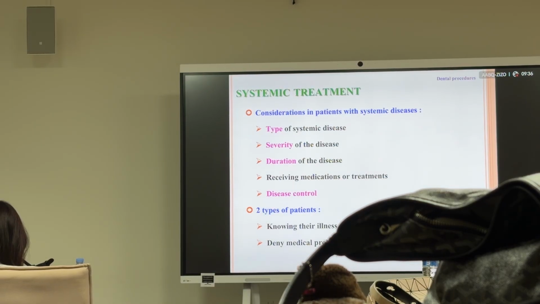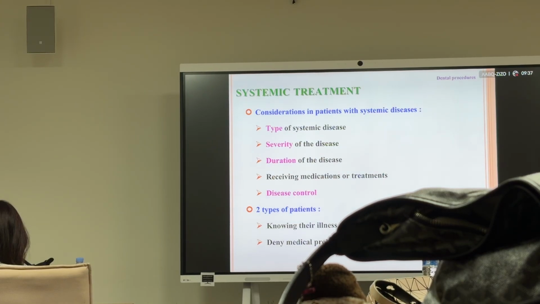Systemic treatment is a consideration in patients with systemic disease. You need to know the type and severity of the disease, duration of the disease, medication or treatments received, and disease control. For example, if there is uncontrolled DM, you cannot extract, right? You need to consult with the doctor or wait until it is at a safe level. That's why you need to know the condition of the patient.